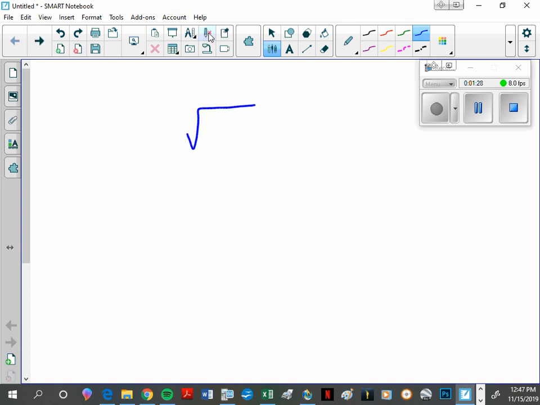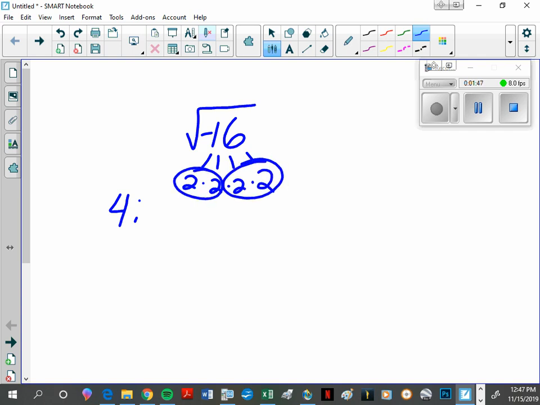And then what about the square root of negative 16? That's just 4i. And if I factored it, it would be 2 times 2 times 2 times 2. So I bring out a pair of 2's, and I get 4. And then I bring out the negative, and I get i. What's left on the inside? Nothing. So the square root disappears. Okay?